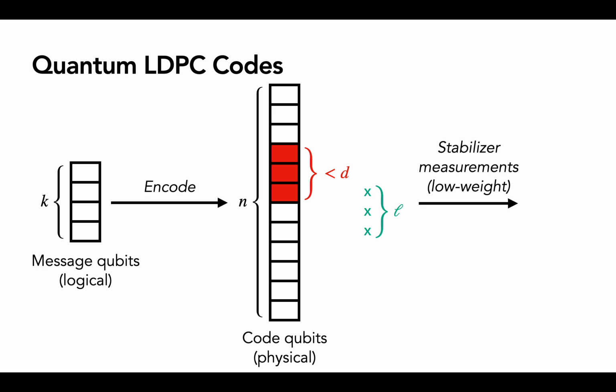measurements are low weight. So maybe we'll measure this tensor product of 3 Pauli X's here, this tensor product of 3 Pauli X's here, maybe some tensor products of Pauli Z's, another tensor product of Pauli Z's, and by measuring more of this type of stabilizer, we are able to then apply some correction and recover the original message.